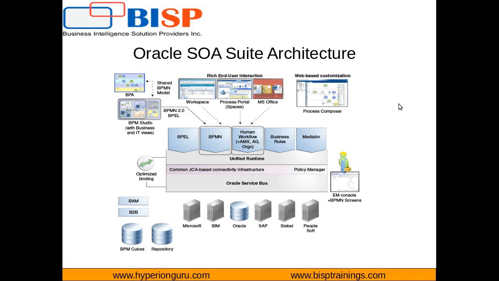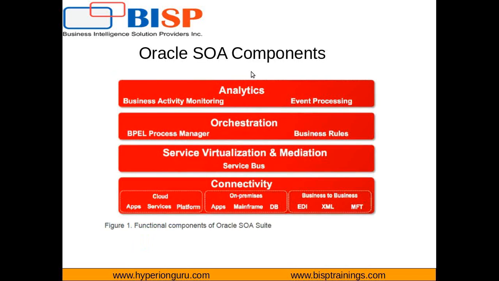So the different components, the Oracle SOA components, just now we saw the architecture. The different components: one is for the analytics. You have business activity monitoring and event processing, wherein it can help you collect data regarding your service and regarding the usage pattern of the services. There is the orchestration, which is done via BPEL Process Manager, and business rules help in externalizing your rules. The service virtualization and mediation is done by service bus.